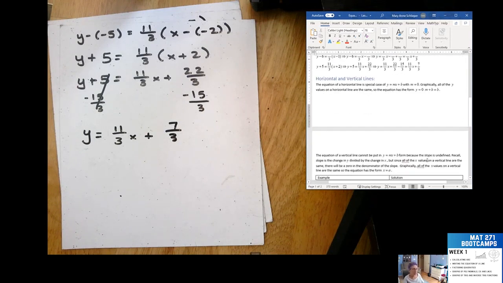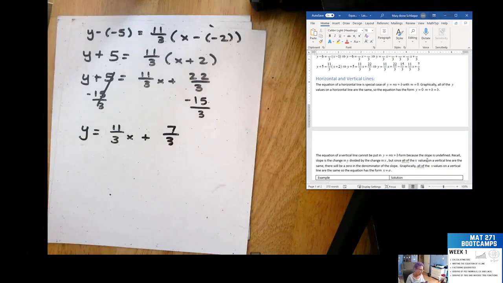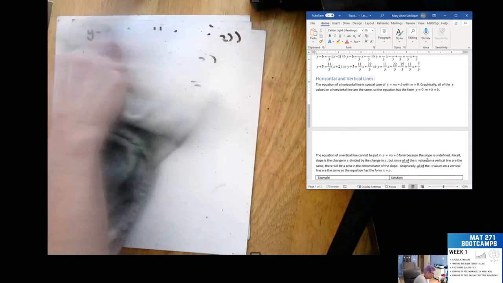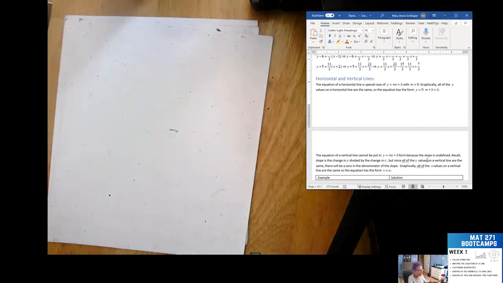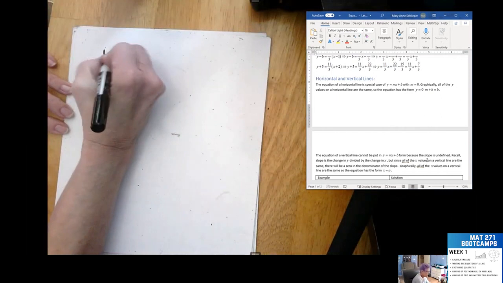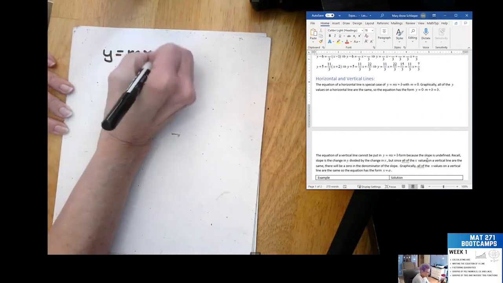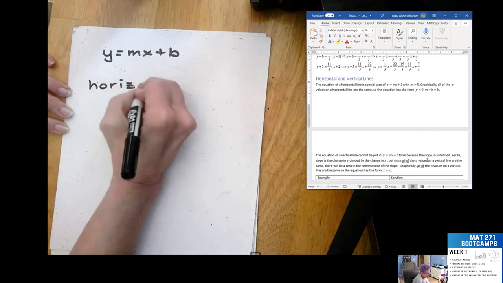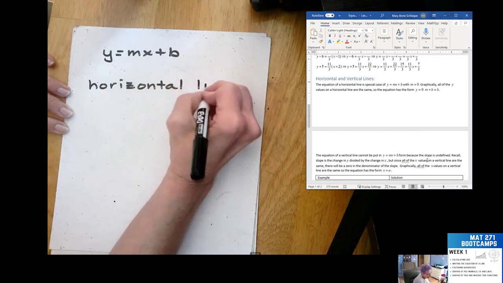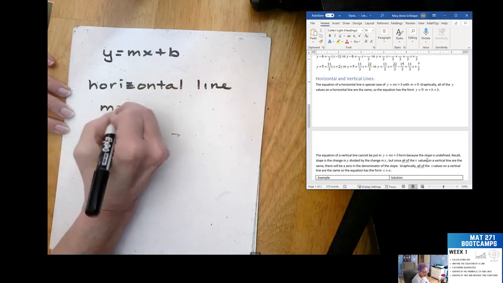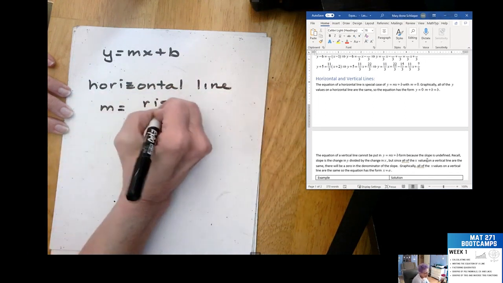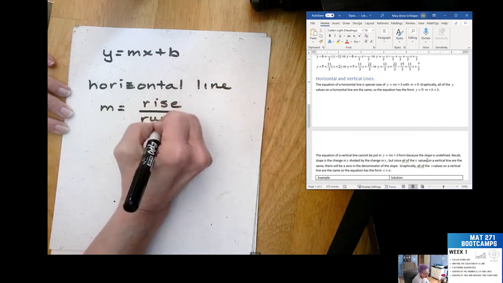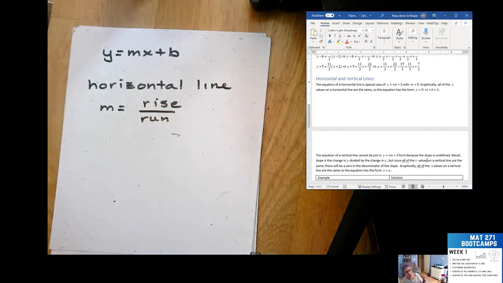The other lines we want to talk about are horizontal and vertical lines. Horizontal lines fit that nice friendly pattern of y equals mx plus b. If you have a horizontal line, remember that slope is equal to rise over run. That's another way of defining slope or average rate of change.